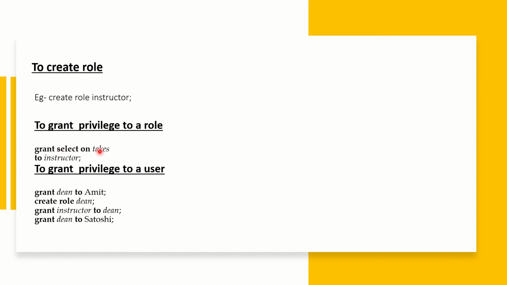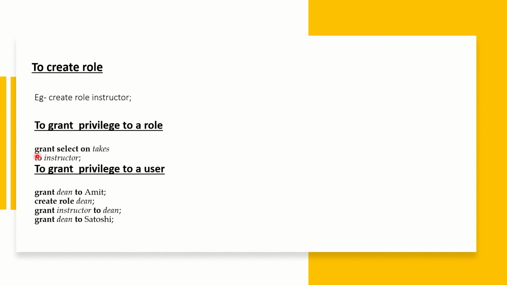Grant select on takes. This is an example. So the heading is granting privilege to a role. Suppose you want to grant select privilege to instructor, how can we write that command? Grant select on takes to instructor.